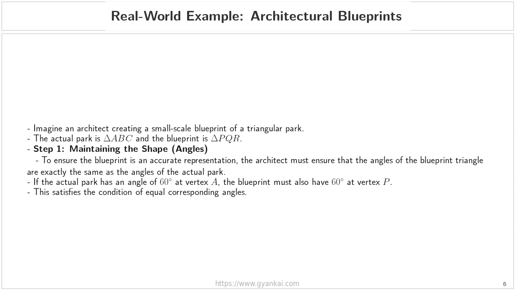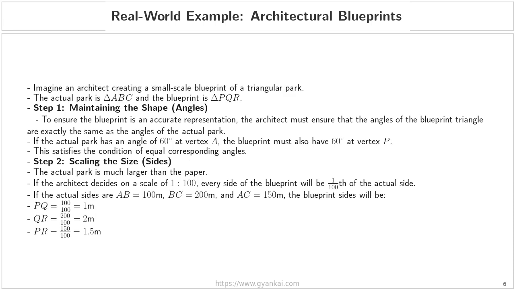For instance, if the actual park has an angle of 60 degrees at vertex A, then the blueprint must also have an angle of 60 degrees at vertex P. By doing this, the architect satisfies our first condition, the equality of corresponding angles. Next, let's move to step 2, scaling the size through sides.